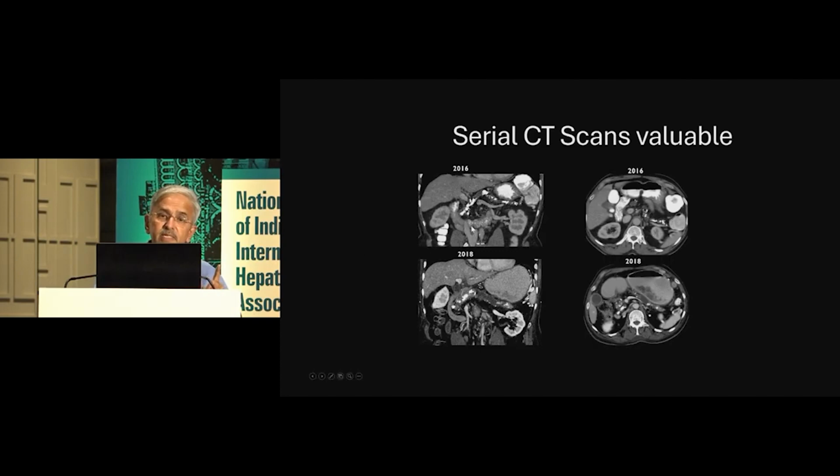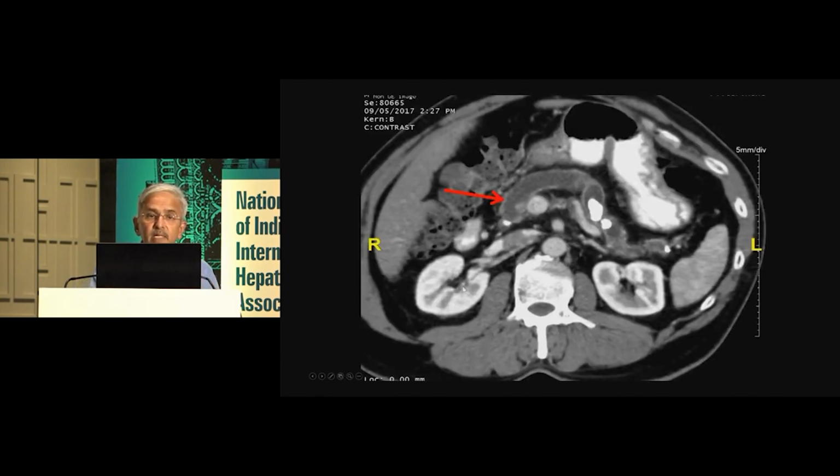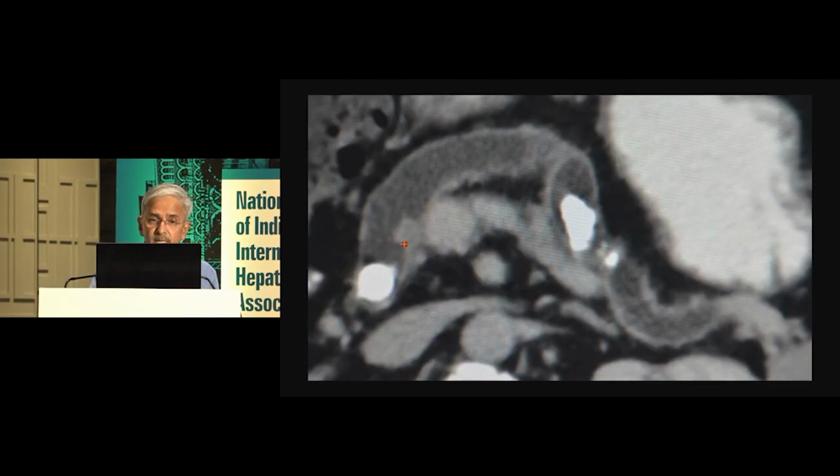If you have serial CTs, it's very valuable. You don't see the enhancement here, and you have seen an enhanced mass here, which was later on proven to be cancer. And this is a very graphic example of a small enhancing mass within a dilated atrophic gland, which turned out to be adenocarcinoma, and a close-up of the same.